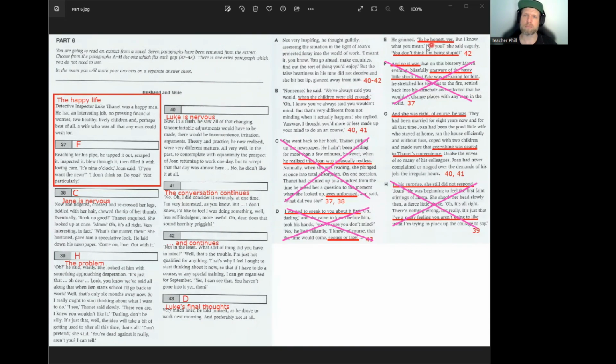Oh yeah, I remember, because Joan asks a question here. She says, "Oh dear, does that sound horribly priggish?" And he gives an answer. "To be honest, yes." And then she asks a question again. "You don't think I'm being stupid?" And then here, there's the next answer. "Not in the least." So we have question, answer, question, answer. So I think that works very well.